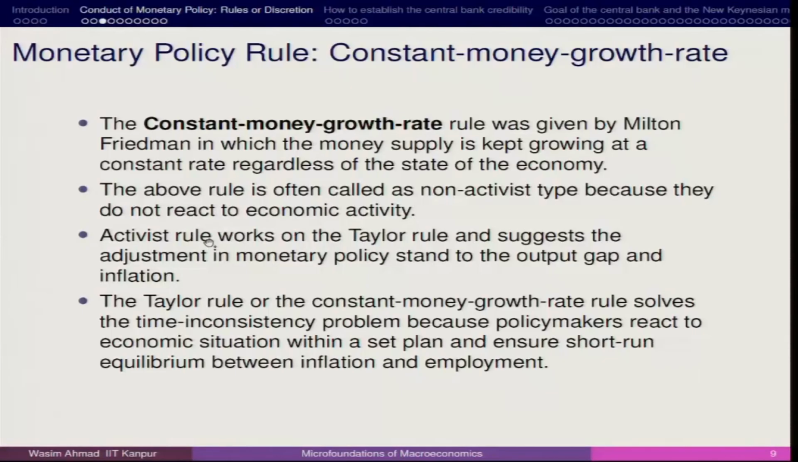The activist rule works on the Taylor rule and suggests adjustment in the monetary policy stand based on the output gap and the inflation gap. The output gap means that if your aggregate output is higher than the full employment level of output, then of course you see more employment generation, and even if you have higher inflation in the scenario, if most of it is eaten by the aggregate demand, then you see an increase in employment, your unemployment comes down.